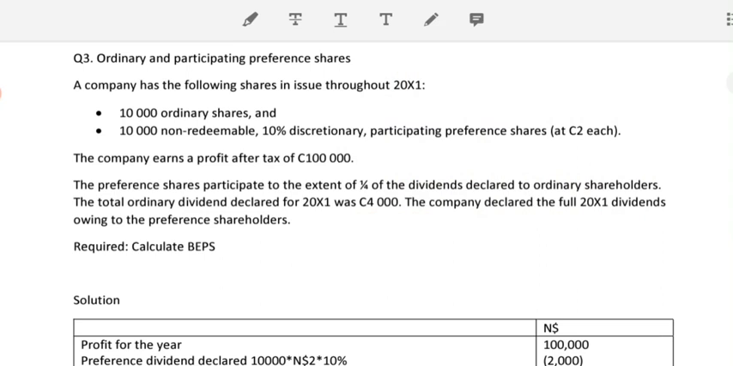And here they say the total ordinary dividend declared for 2021 was 4,000, and that the company declared the full 2021 dividends owing to the preference shareholders. All right, the question is: calculate the basic earnings per share.